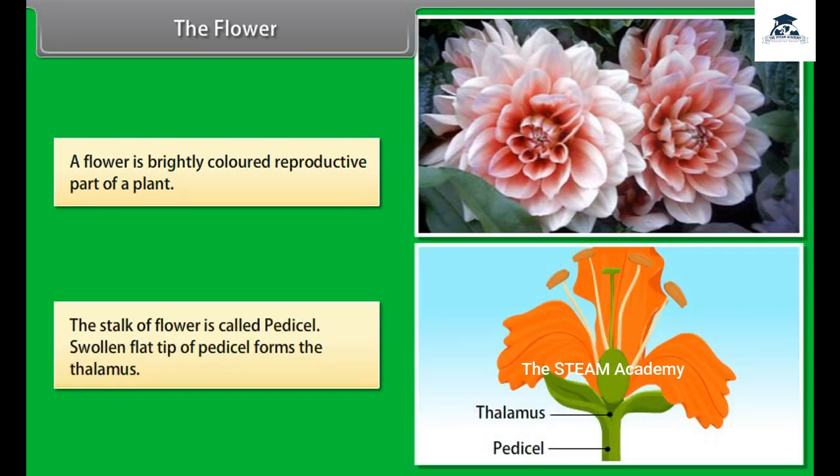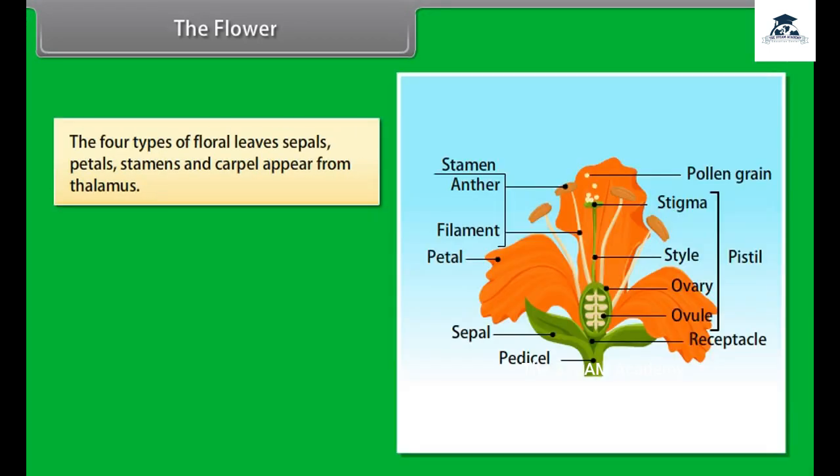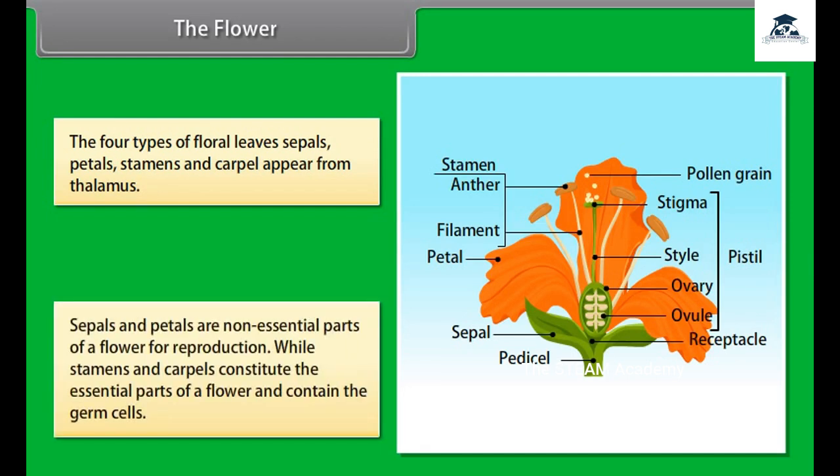The stalk of flower is called pedicel. The swollen flat tip of pedicel forms the thalamus. The four types of floral leaves, sepals, petals, stamens, and carpel, appear from thalamus. Sepals and petals are non-essential parts of a flower for reproduction, while stamens and carpels constitute the essential parts of a flower and contain the germ cells.